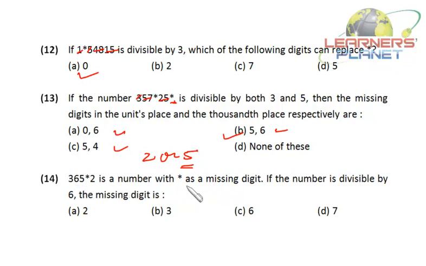365*2 is a number with star as a missing digit. If the number is divisible by 6, what is the missing digit? Now what is the divisibility test of 6? It is that the number should be divisible by both 2 and 3. And what is the divisibility test of 2? That the number should be even. So the number is even, so it will be definitely divisible by 2. Now we have to find out the value of star. To get the value of star, we need to apply the divisibility test of 3.